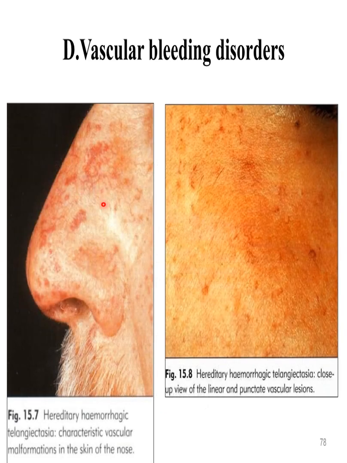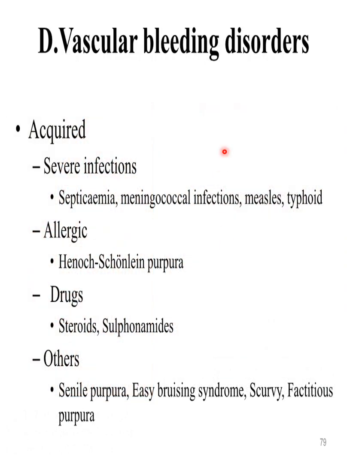These are the telangiectasia or vascular pathologies in older individuals. The acquired bleeding disorders of vascular pathologies happen in septicemia, meningococcal infection, measles, typhoid. Henoch-Schönlein purpura is something which we clinically encounter quite often, and then there are other causes.